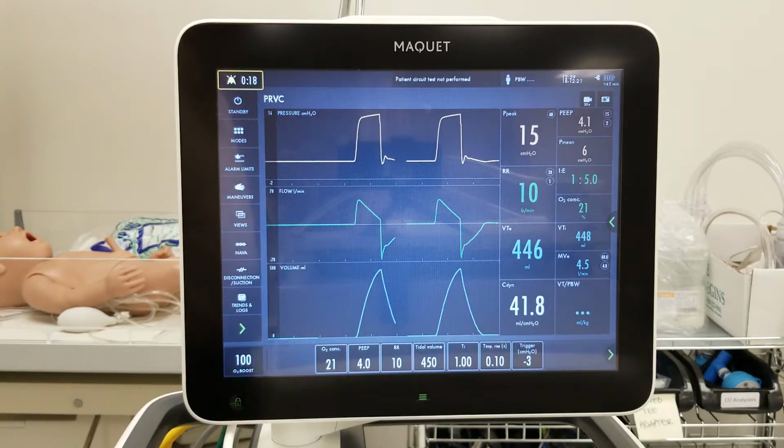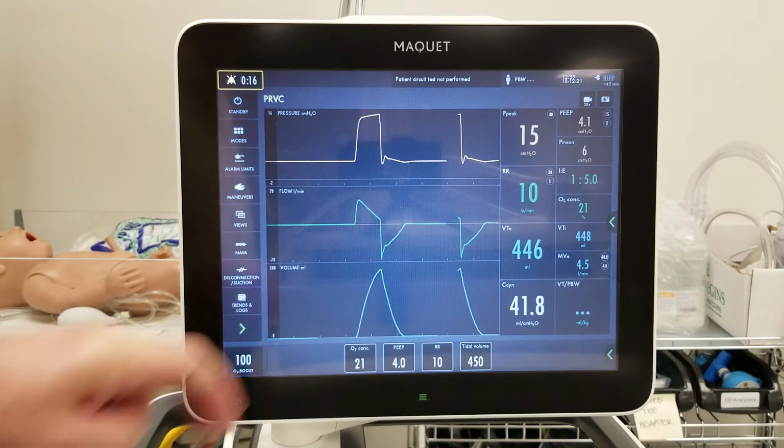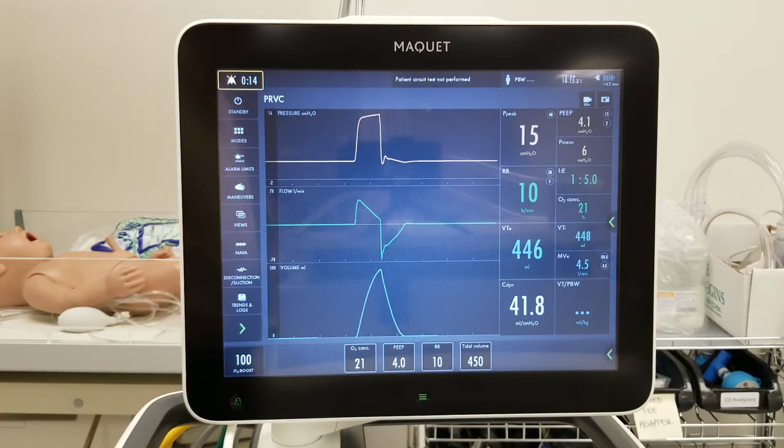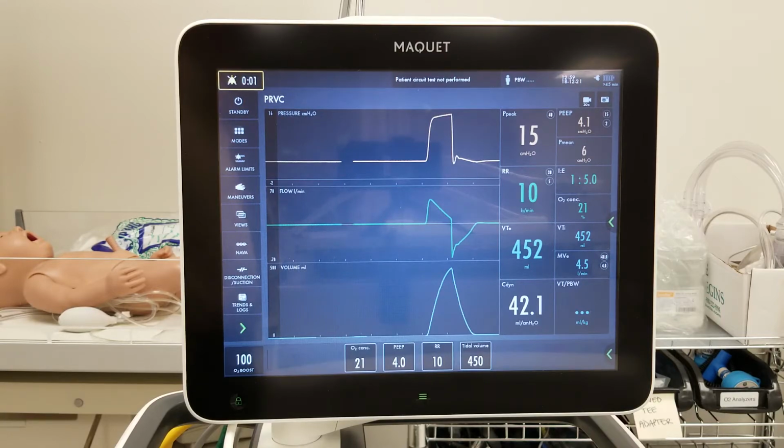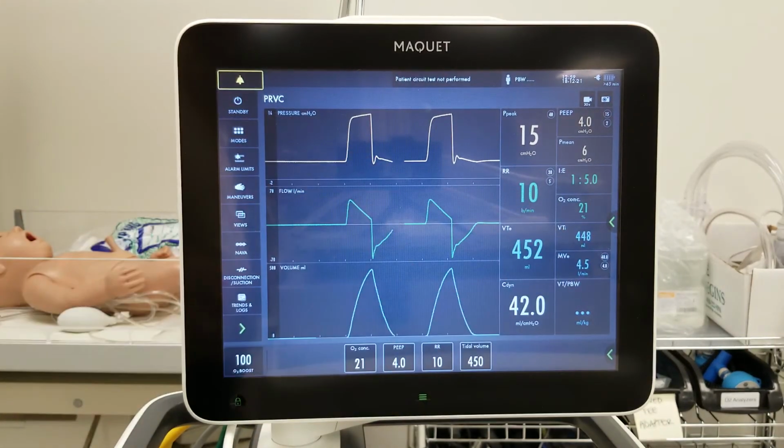It's only 5 mils low, now it's 2 mils low. Notice we don't see a change in pressure, but how did the volume go up? Pressure had to go up. It went up maybe by 0.2, 0.3, 0.15, 0.05 of a centimeter water pressure, until we reestablished our VT at 450. That's what happens.